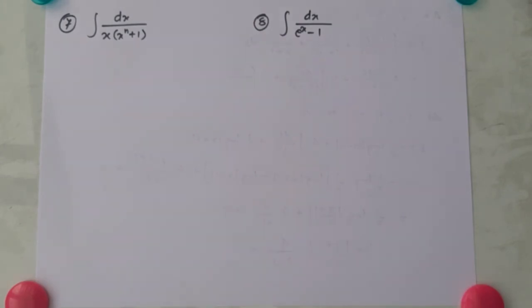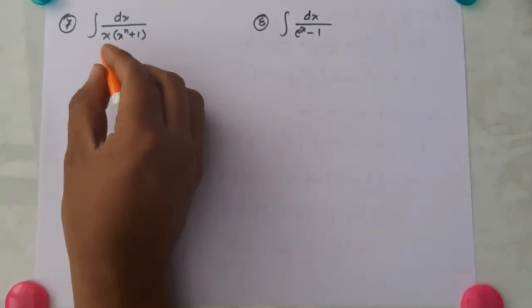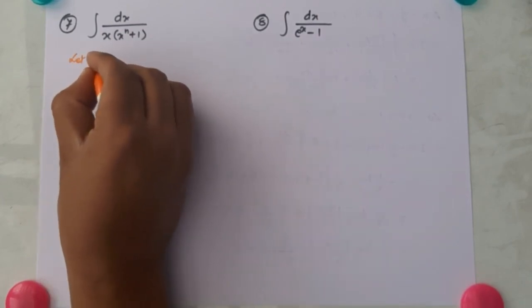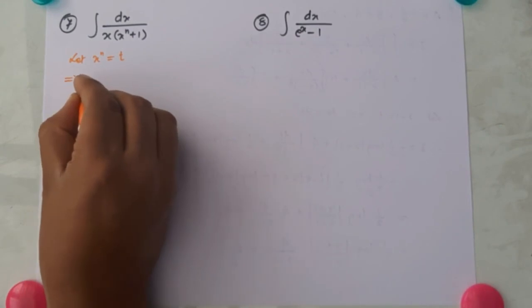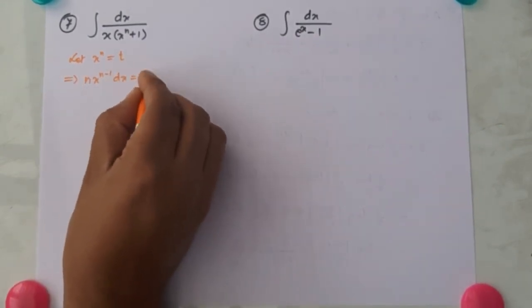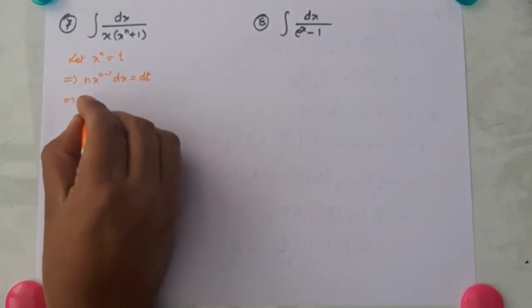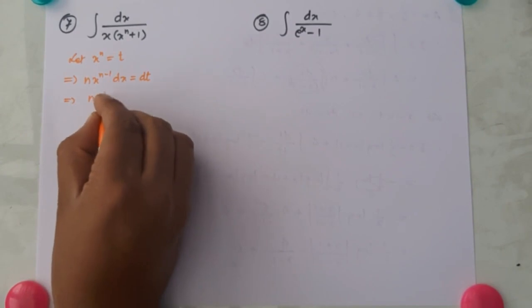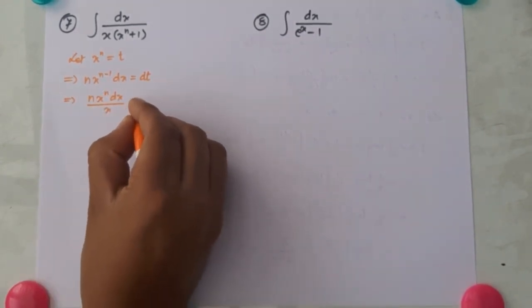Okay, so these are my 2 last questions, and I'm not going to complete this. You will complete by yourself. So here first you have to do substitution. So let me take the substitution to be x to the power n equals to t. Now differentiate this, you will get n x to the power n minus 1 dx is equals to dt. Okay, now can I write this as n x to the power n dx by x? Can I do that? Yes.